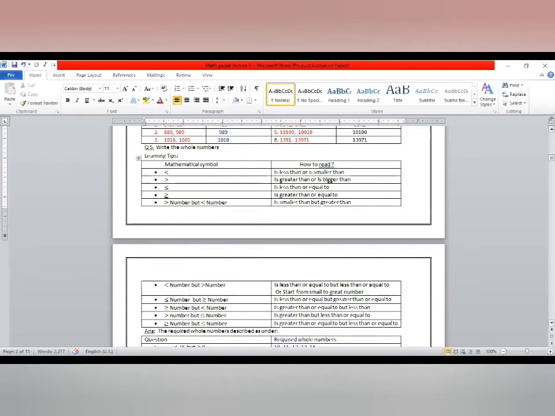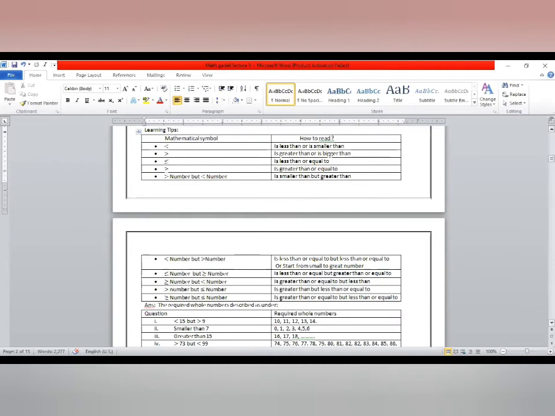Write the whole numbers. In whole numbers, the numbers we have to mention belong to the whole numbers, and whole numbers start from 0. Dear students, here are some mathematical signs, some mathematical symbols that I think are important for you before we start the question.